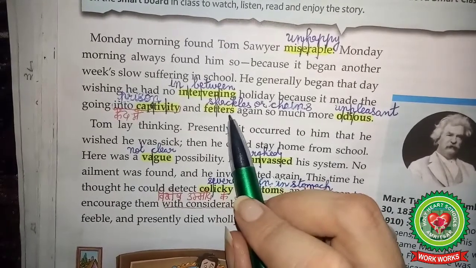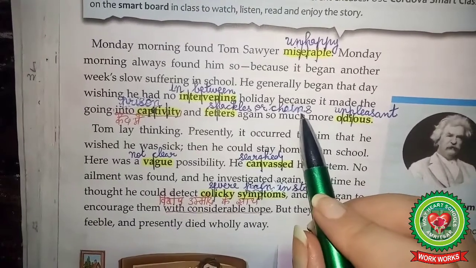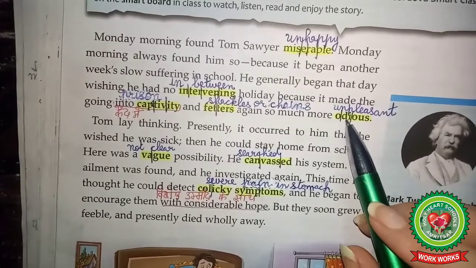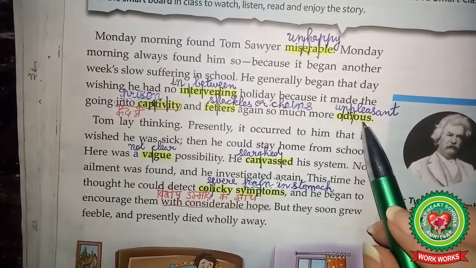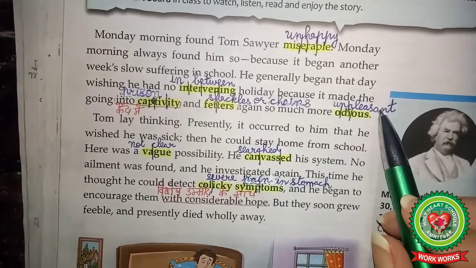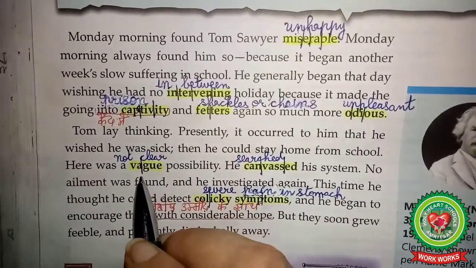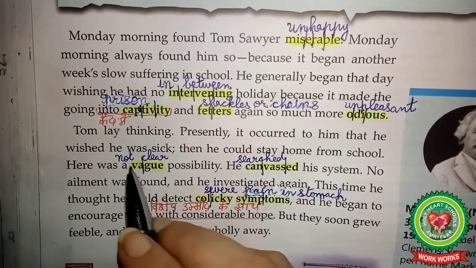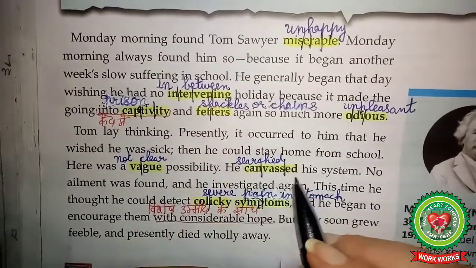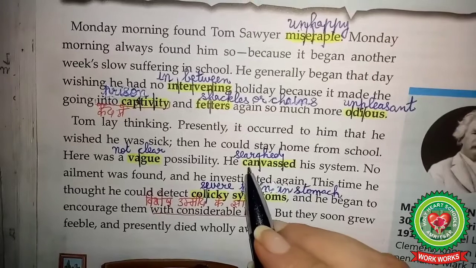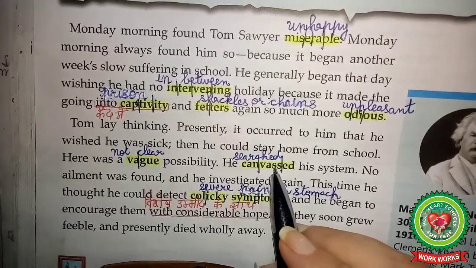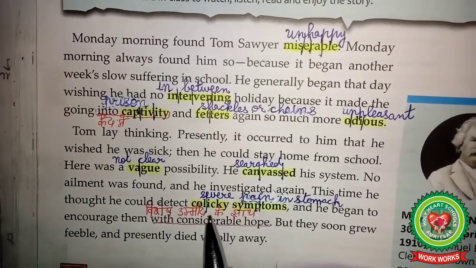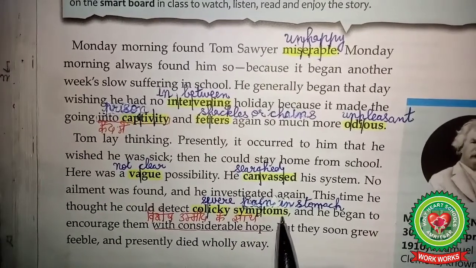Next word, fetters. Fetters means shackles or chains. In the same line, this word odious. Odious means unpleasant. Moving on to the next word, that is vague. Vague means not clear. Next word is canvassed. Canvassed means searched. Now next word is colicky symptoms.